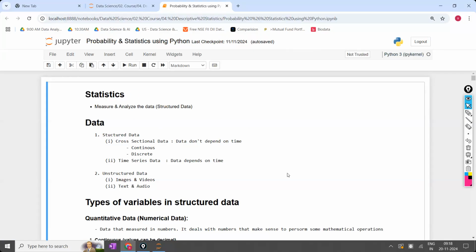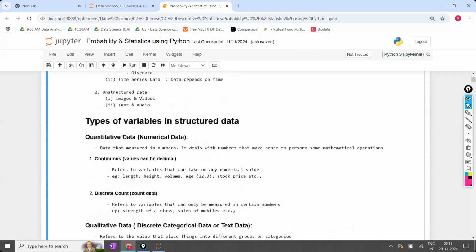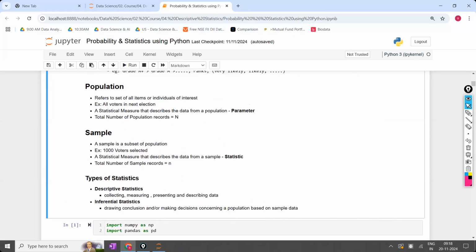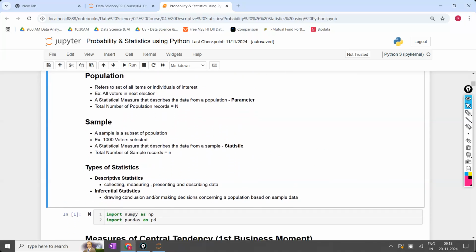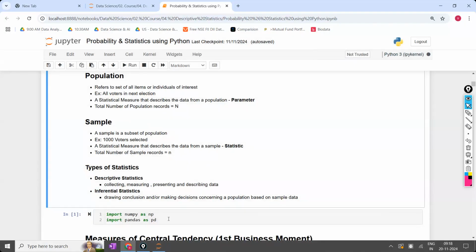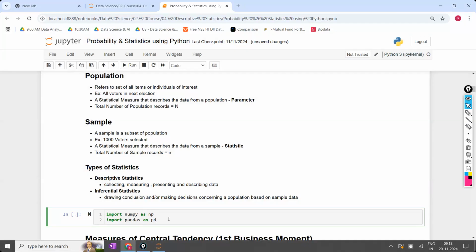So in the last class, we have seen the statistics. First, in statistics, the main part is the types of data we have. From that, we saw what is meant by population and what is meant by sample. From there, we saw the different types of statistics, that is inferential statistics and descriptive statistics, and the importance of statistics. Statistics is used to measure and analyze the data, right?